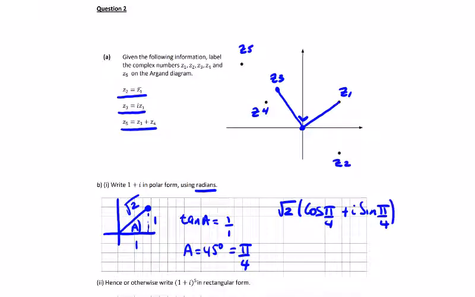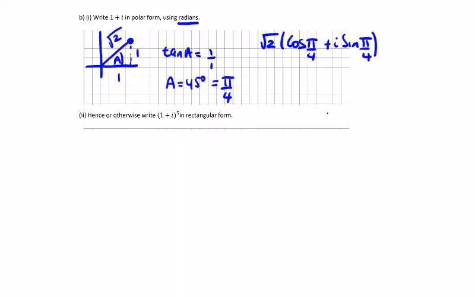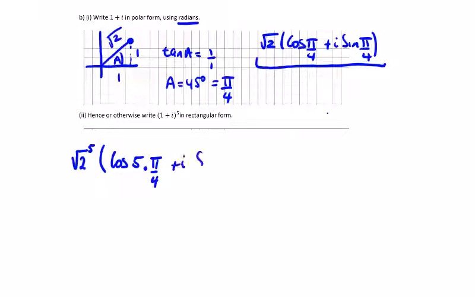Really easy maths when you know what you're doing. When you don't know what you're doing, you spend 15 minutes writing all sorts of nonsense. Then we want 1 plus I to the power of 5 in rectangular form, which is this guy to the power of 5. So applying De Moivre, we're going to get √2, not √5, √2 to the power of 5 times the cos of 5 times, you have to know where the power goes, pi over 4 plus I sine 5 times pi over 4.